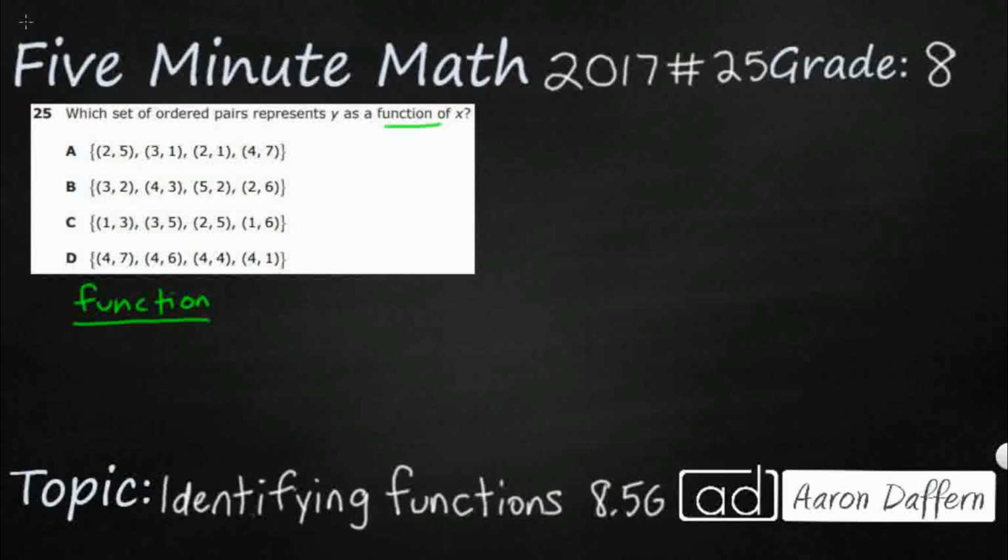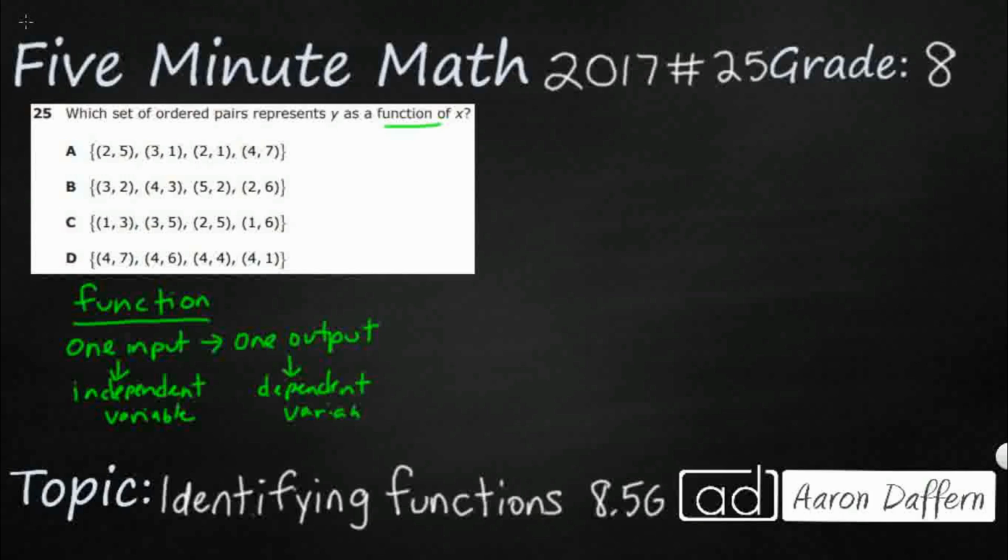So function at its finest is when one input always leads to one output. All right, so what does that mean in terms of x and y? Well, our input is what we call our independent variable. And our output is always going to be our dependent variable. And in terms of x and y, we've labeled those for several years now.